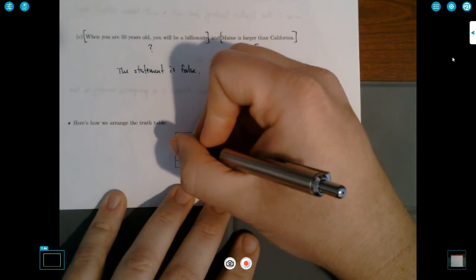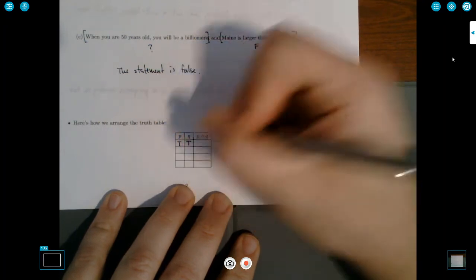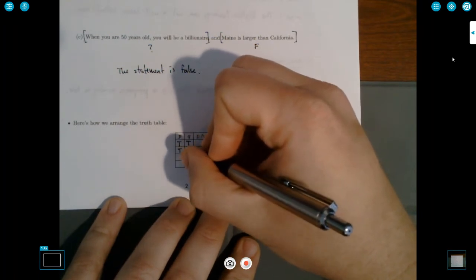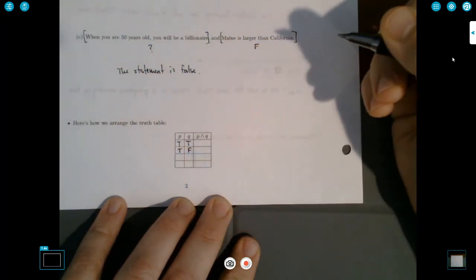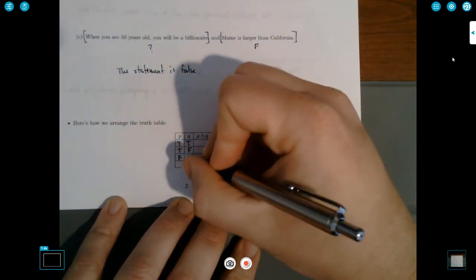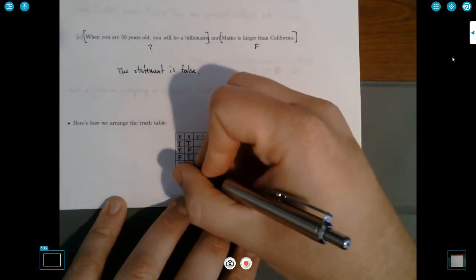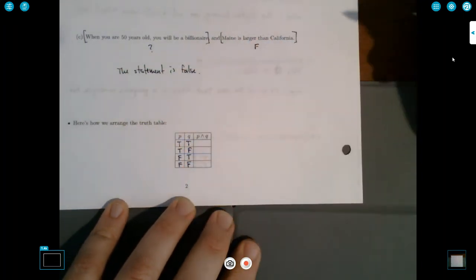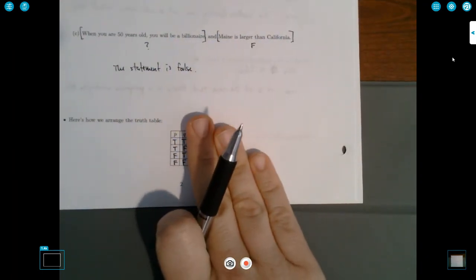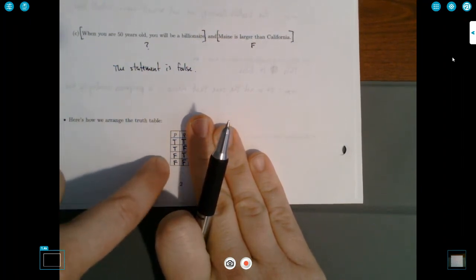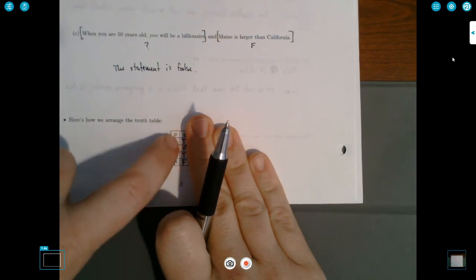So one possible combination is that both statements are true. Another possible combination is that P is true but Q is false. Another possible combination is that P is false but Q is true. And then finally, another possible combination is that P is false and Q is false, right? So what I want to point out to you is that an easy way to get this pattern is to just do the first one T, T, F, F, and then do the second one alternating TF, TF, right? And then you'll get the pattern.